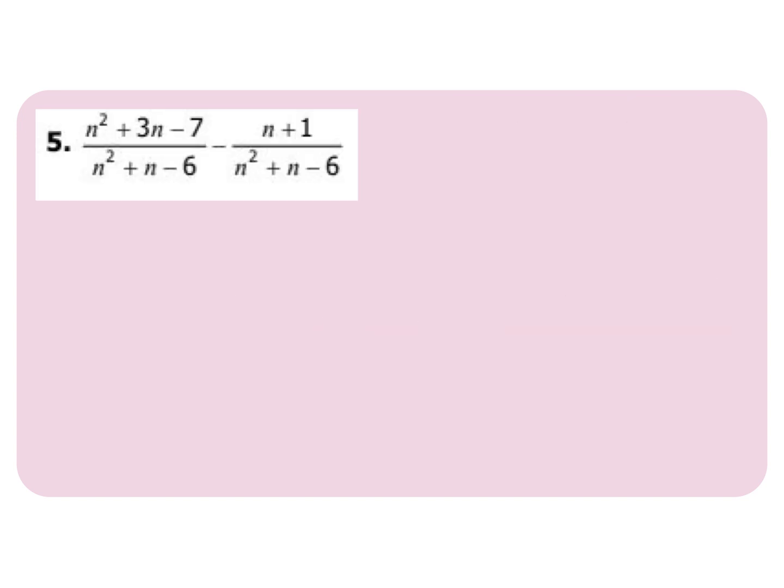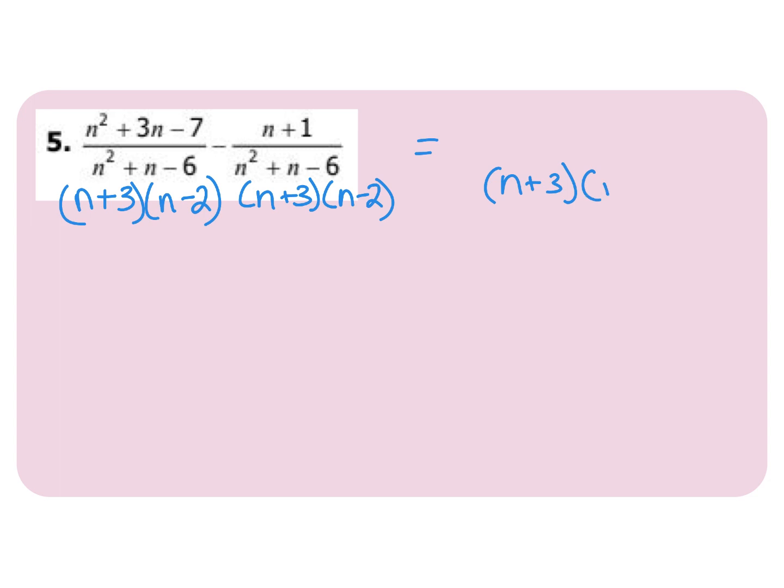Number 2. I want you to pause the video right here and try this one. Hopefully what you noticed here is the same denominator, which is perfect. That's what I want. So I'm going to factor that denominator. When I do that, I should have done the x method, and you should end up with n plus 3 and n minus 2. Same thing for the second one. That makes my life easy. So I know that is my denominator.